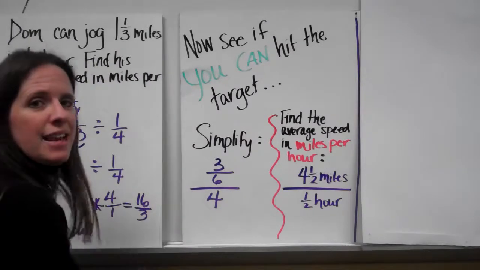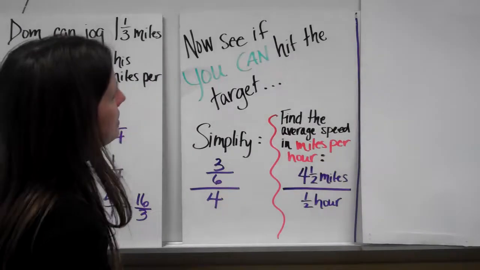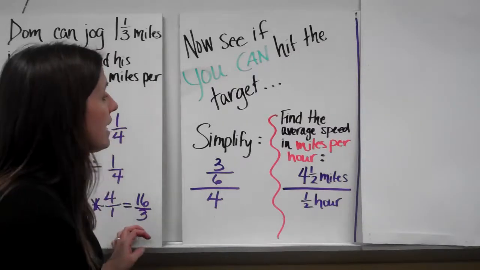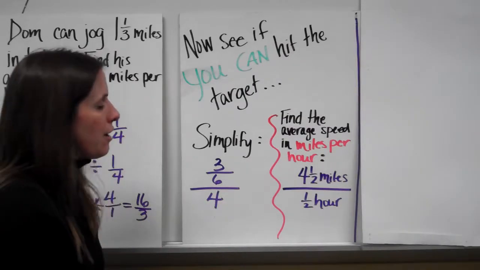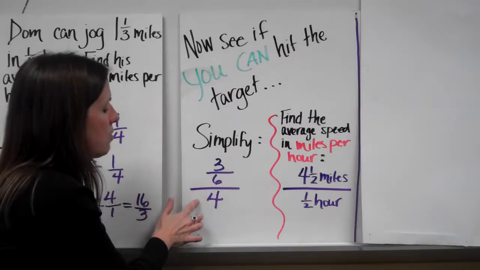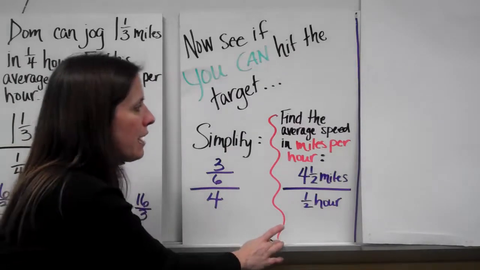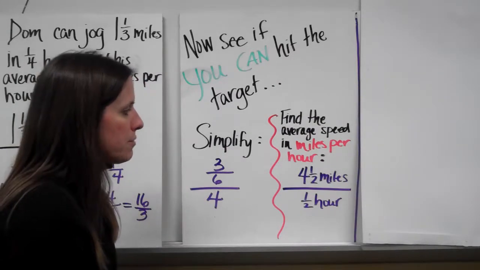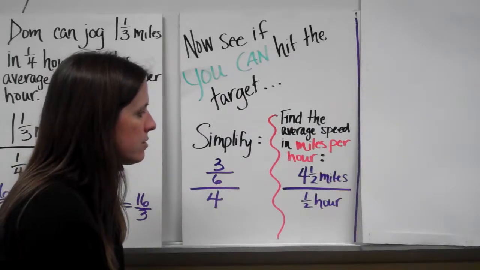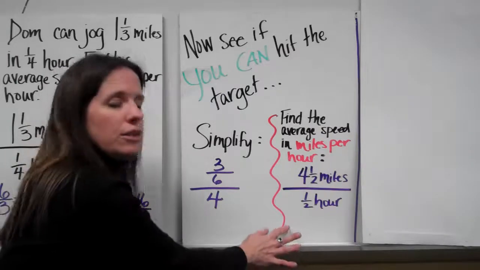So using these examples, we think you're ready, and now you can see if you can hit the target. Can you simplify complex fractions like 3/6 over 4? And can you find the average speed in miles per hour of complex fractions like 4.5 miles over half an hour and get the unit rate for that?